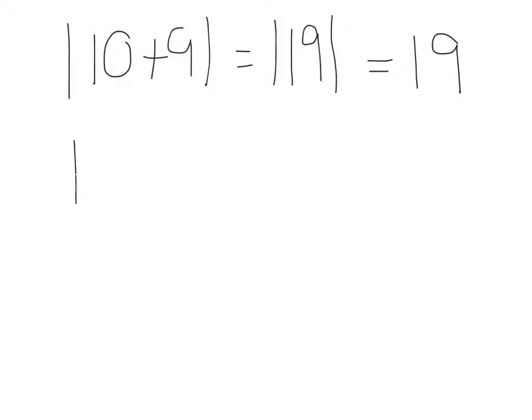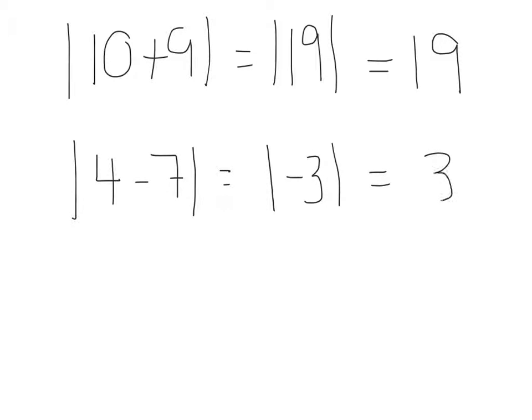So if we thought of the absolute value of 4 minus 7, we would solve 4 minus 7 and get -3, and then take the absolute value of -3. Notice I did not change that subtraction sign to addition. I have to solve what's inside first.